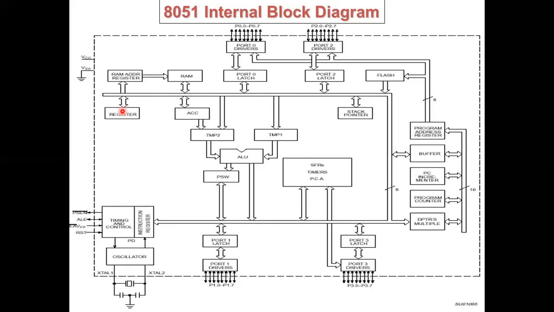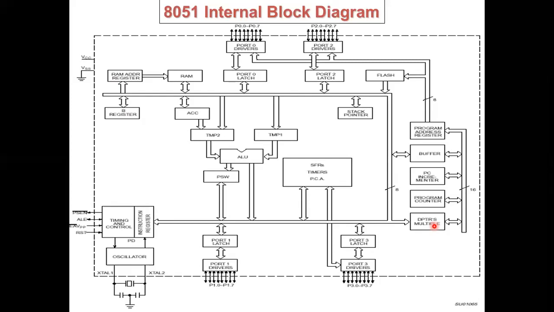Program address register and buffer, PC incrementer, program counter, and DPTR. DPTR is a data pointer which represents a particular memory location. For example, MOV A, @DPTR, like that we are giving instructions. So DPTR represents the particular memory as a pointer.